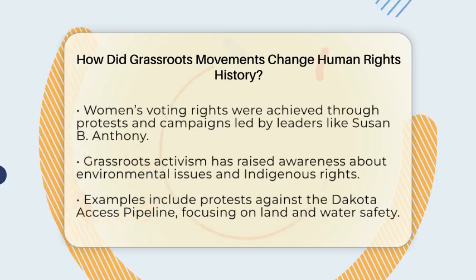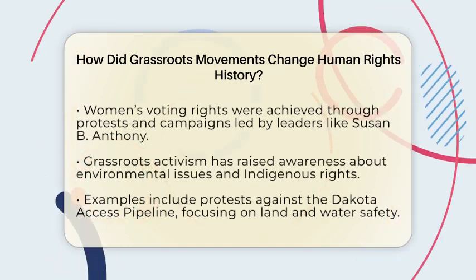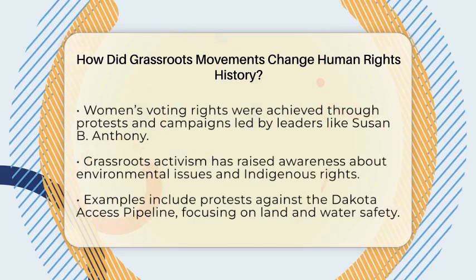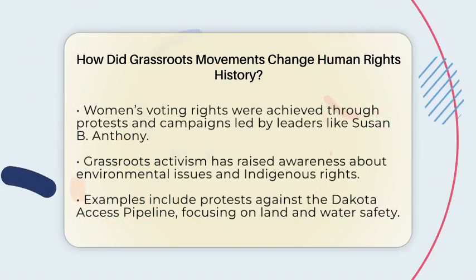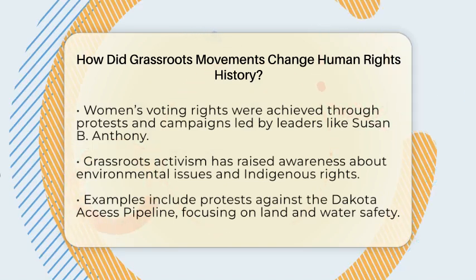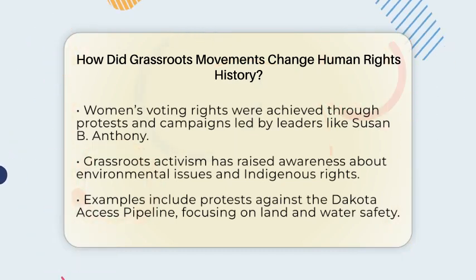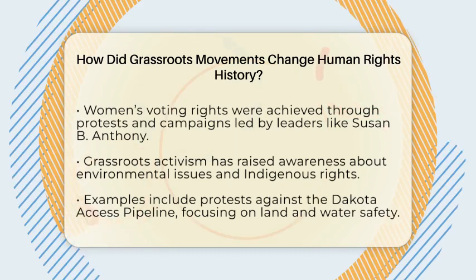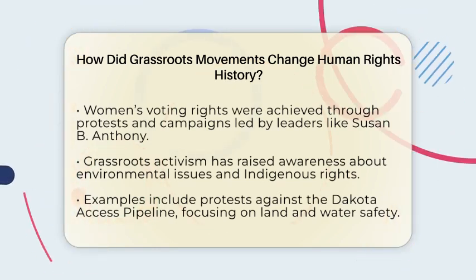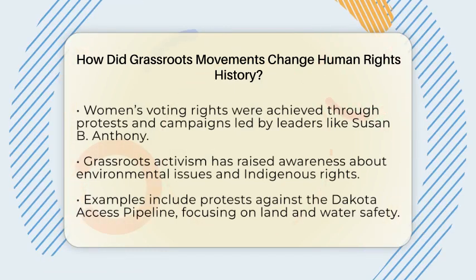Grassroots movements also helped women gain the right to vote. Leaders like Emmeline Pankhurst in England and Susan B. Anthony in the United States led protests, gave speeches, and organized campaigns. Their work eventually led to women winning voting rights in the early 1900s, showing how collective action can bring about big changes. Beyond race and gender, grassroots activism has raised awareness about protecting the environment and defending indigenous rights.